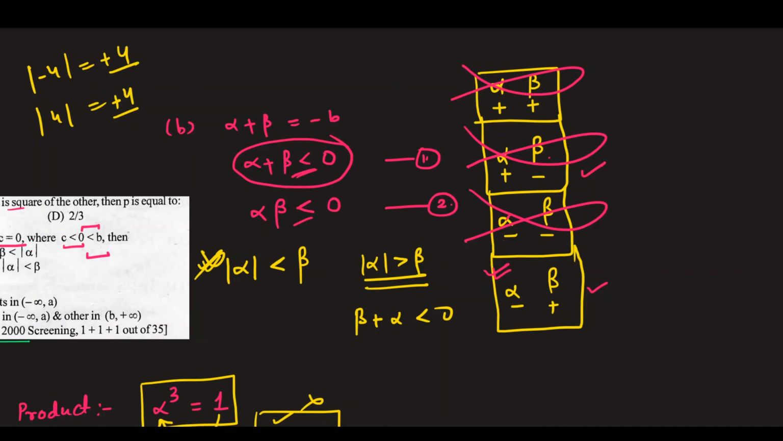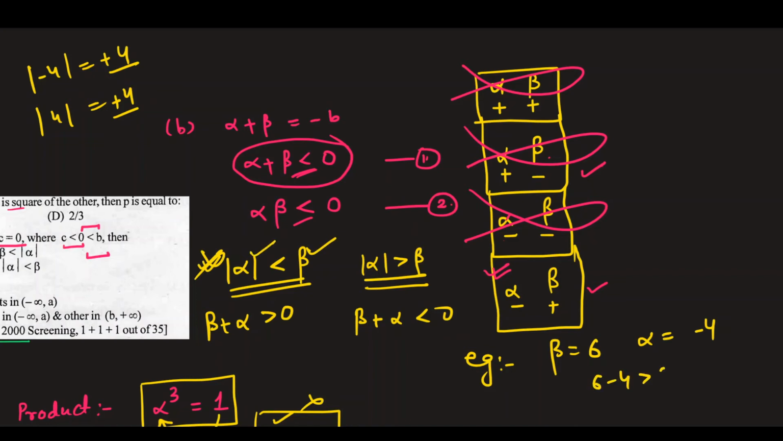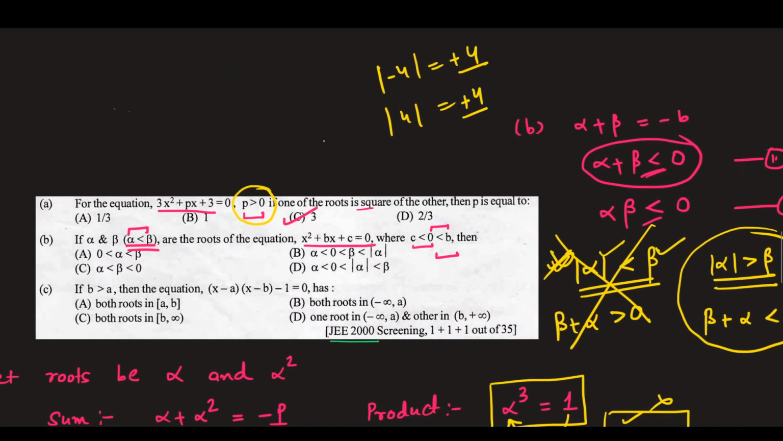So if mod alpha is less than beta, then beta plus alpha must be greater than 0. For example, beta is 6 and alpha is say -4. Then beta is greater than mod alpha. So this is the case. So 6 minus 4 is greater than 0. So the other cannot be the case, and we are left with only this case. So we got the answer as the b part.